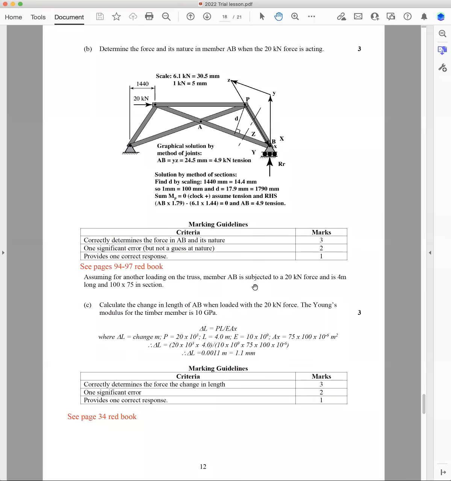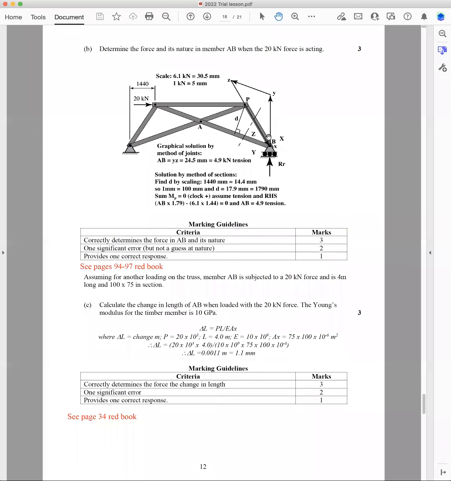Next question is you've got to find the force in AB here. And you can do it by method of joints, but when you're at a reaction and you've only got 3 forces acting at that reaction, you can just use the method of joints. So you know what that force is. Put your scale here.